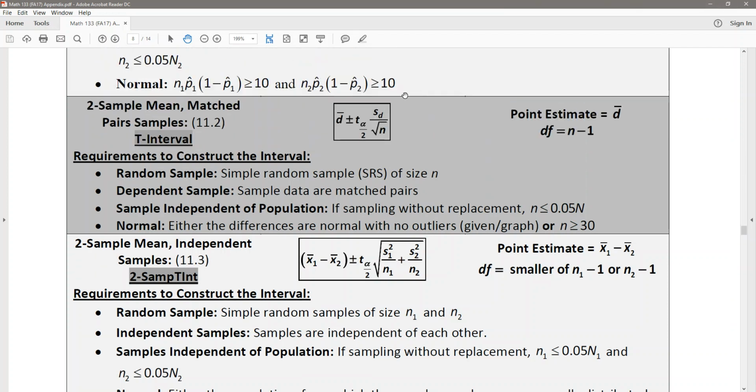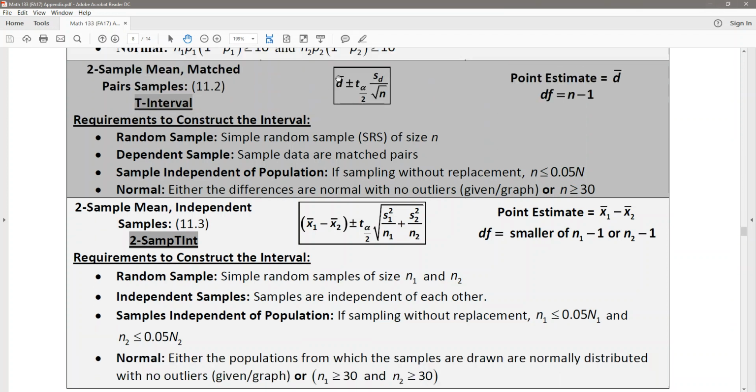Now the one that we can do is the middle one, the matched pairs mean one. That's pretty straightforward. It's d bar plus or minus t alpha over 2 times sd over the square root of n, where the degrees of freedom is n minus 1.